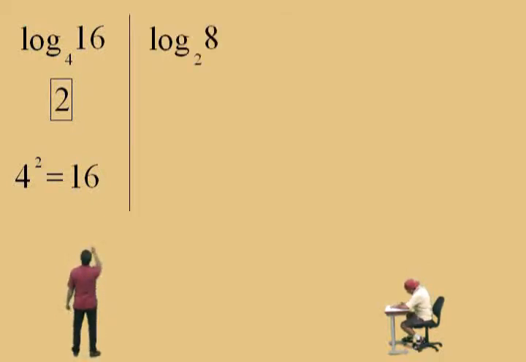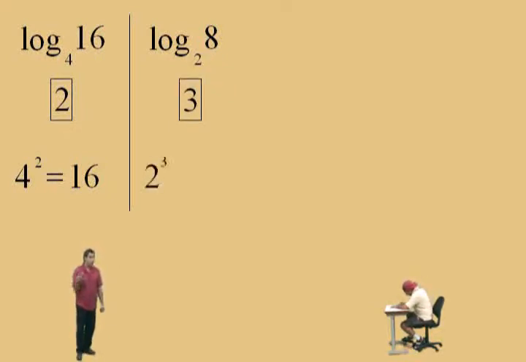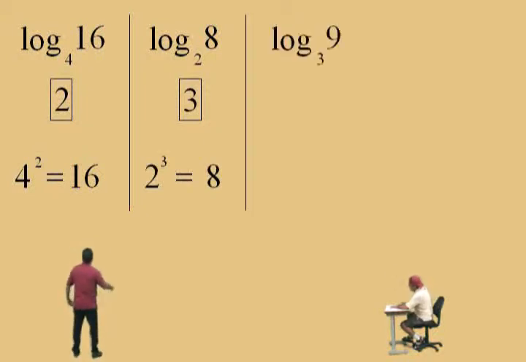Now, let's do another one. Log base 2 of 8. So, Charlie, this logarithm is asking you, what do I raise base 2 to the power of to get 8? And what is it, Charlie? 3. That's right. That's because 2 raised to the third power is 8. Very nice, Charlie.